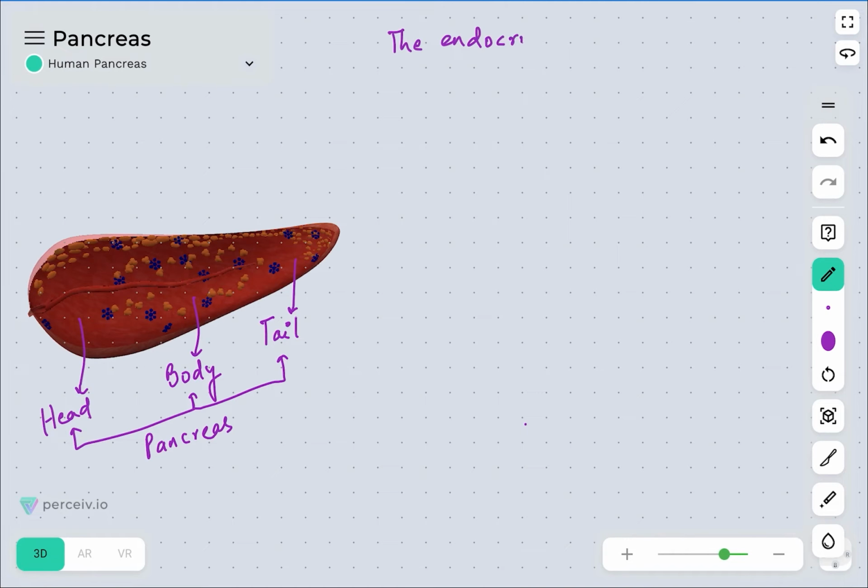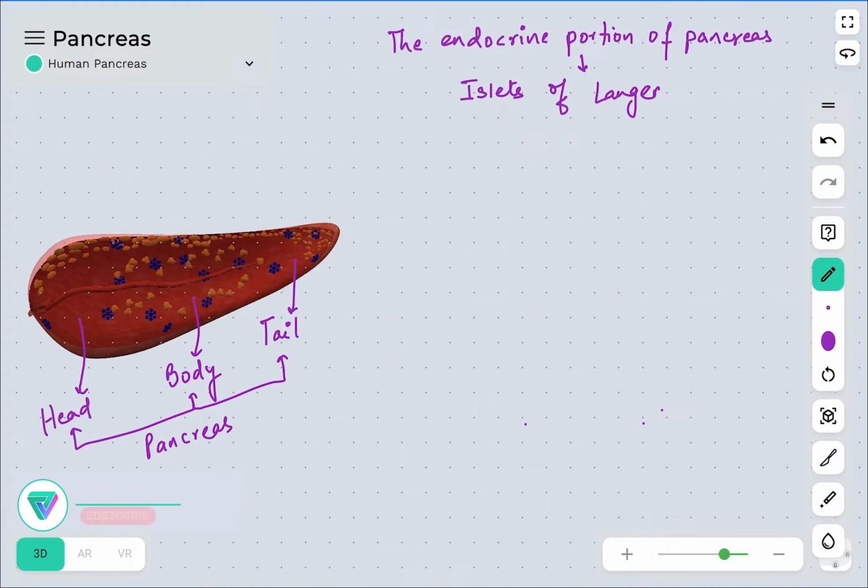The endocrine portion of the pancreas, we have seen, consists of islets of Langerhans. These are the cells that make up the endocrine portion of the pancreas, and this endocrine portion of the pancreas that consists of islets of Langerhans releases hormones.